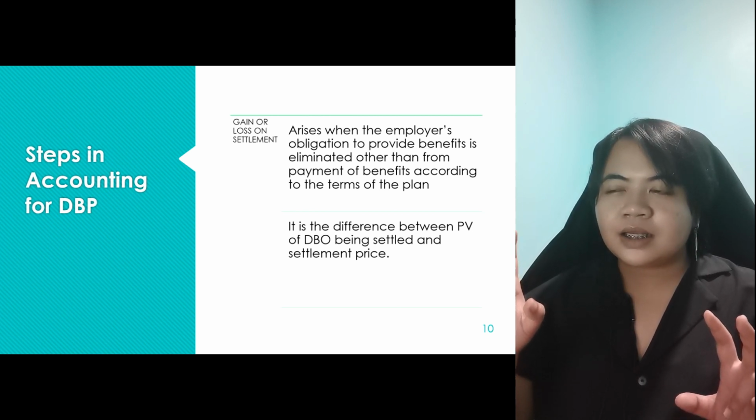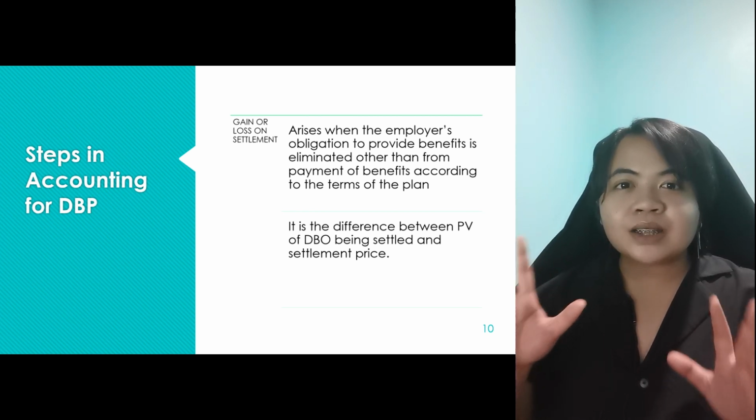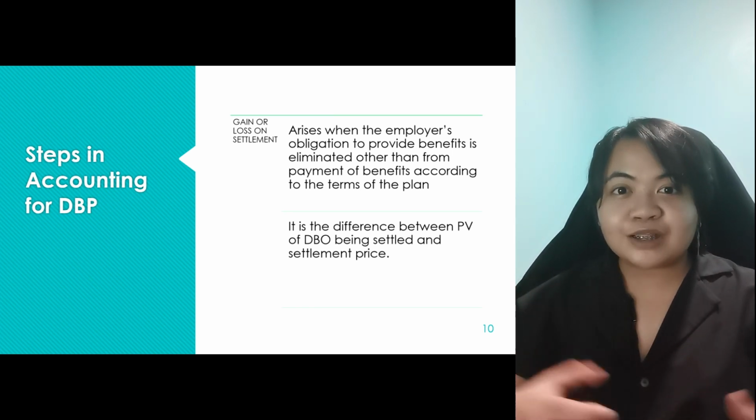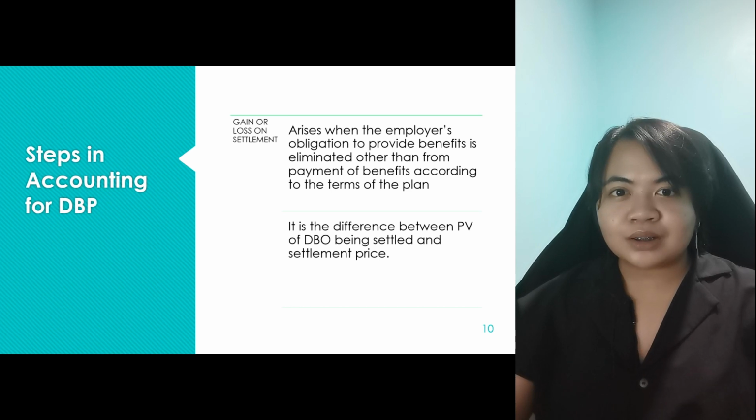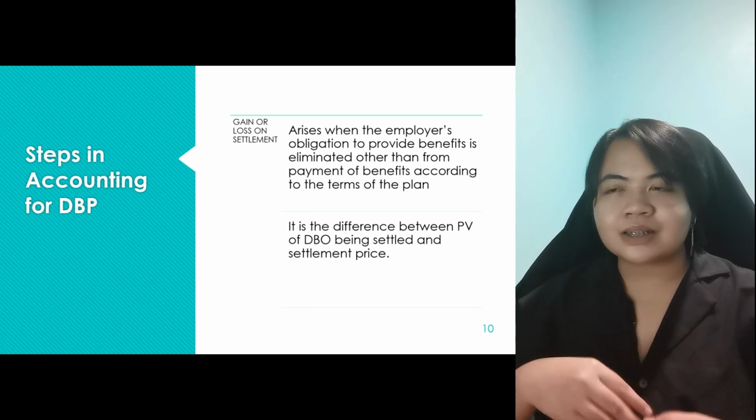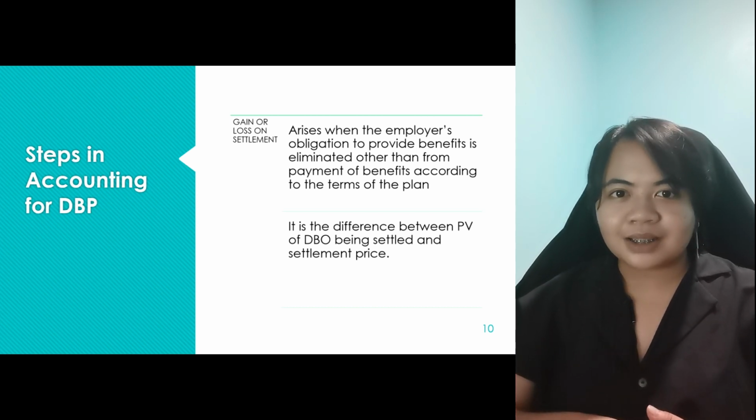Basta there is eliminated, na-eliminate yung obligasyon ng employer to give the defined benefit obligation. So nawala yung obligation niya. So parang nabawasan yung liability. It's either gain or loss on settlement.